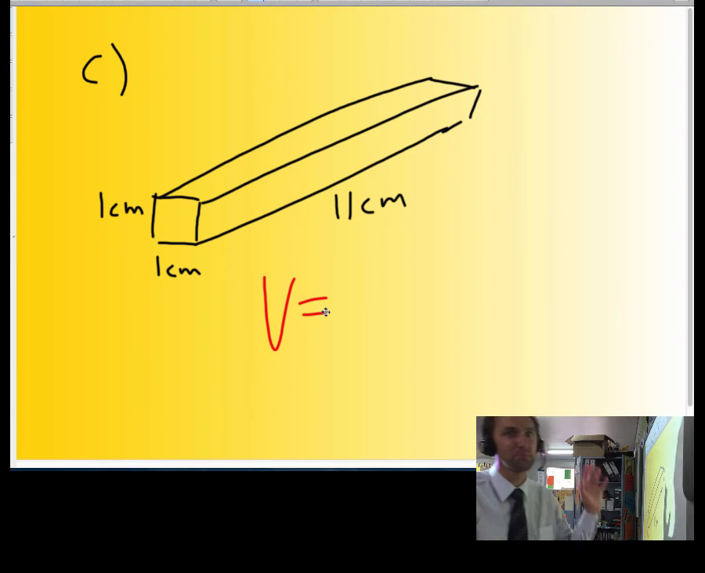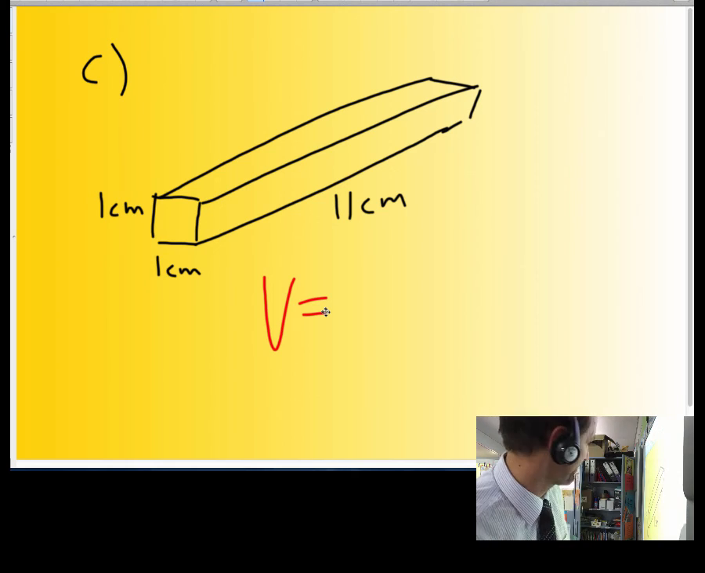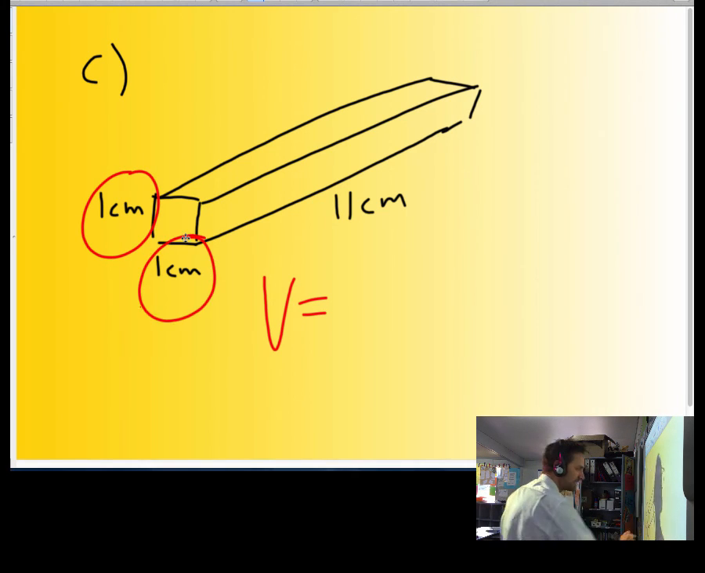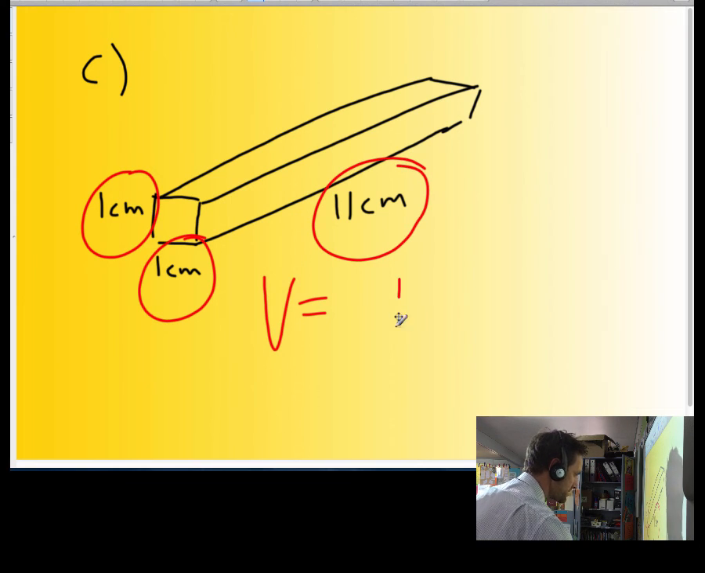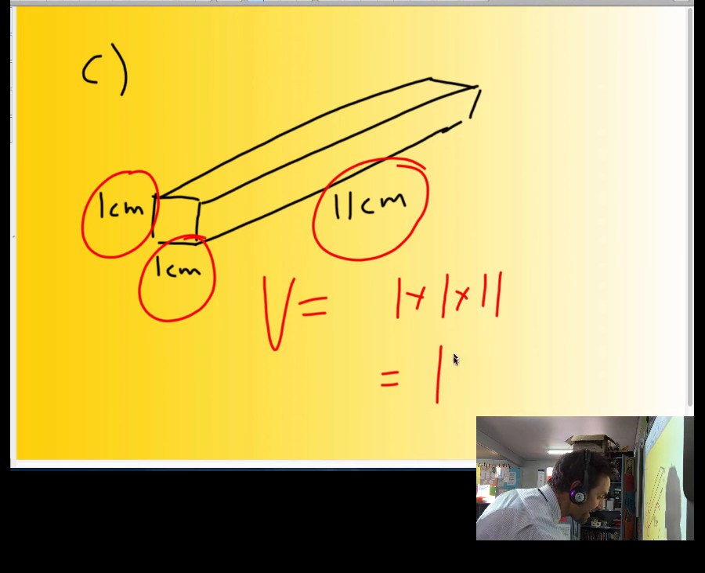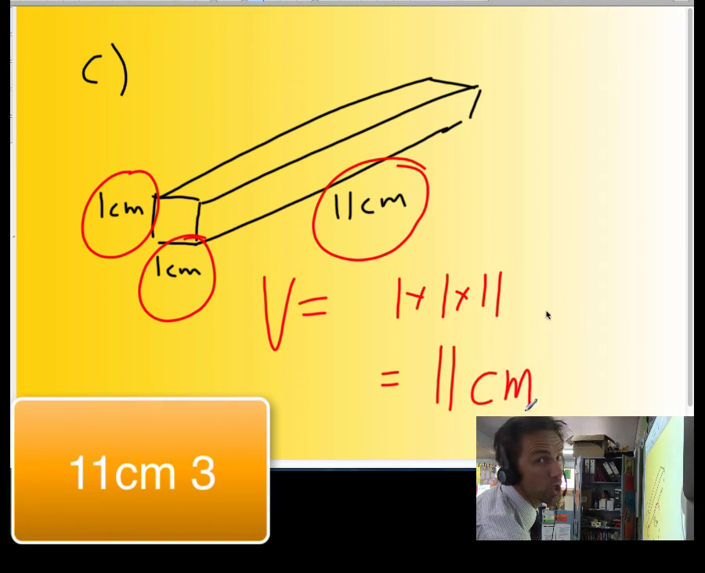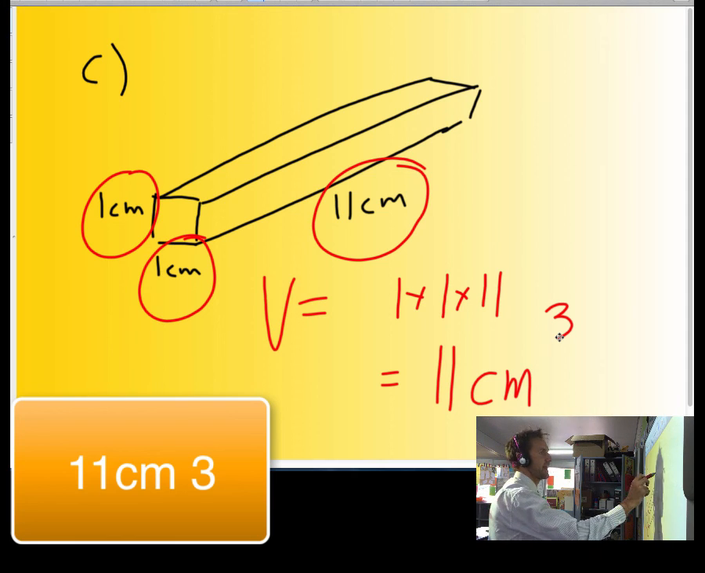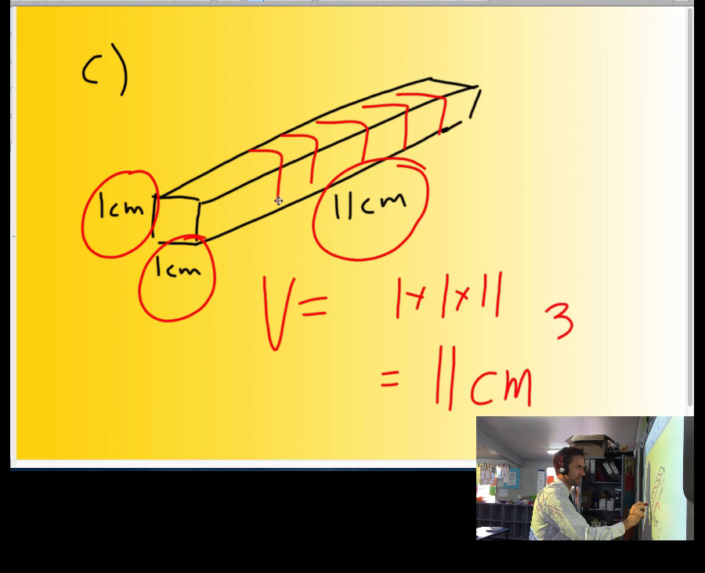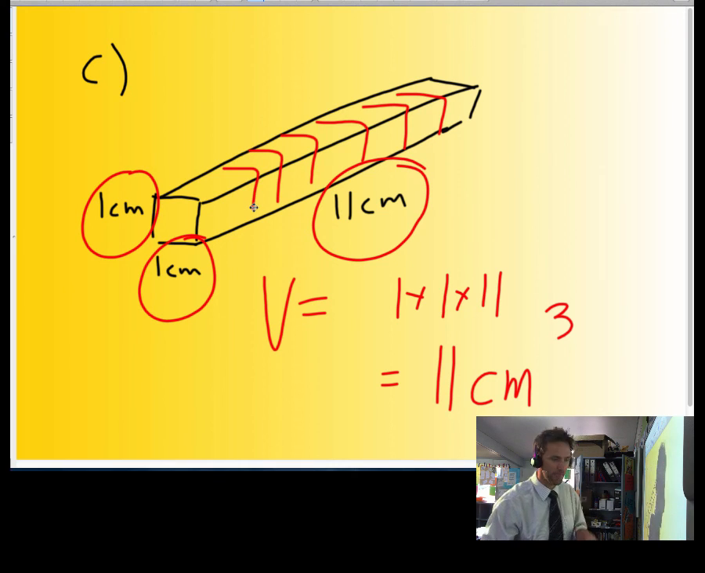Okay, I hope you paused me. Please do pause me because I'm about to show you what you should have done. Right, you should have gone 1 times 1 times 11, and it's all centimeters, isn't it? Which really, of course, equals 11 centimeters cubed. And it's literally saying there are 11 cubic centimeters in this object. There are 11 cubes in this object.